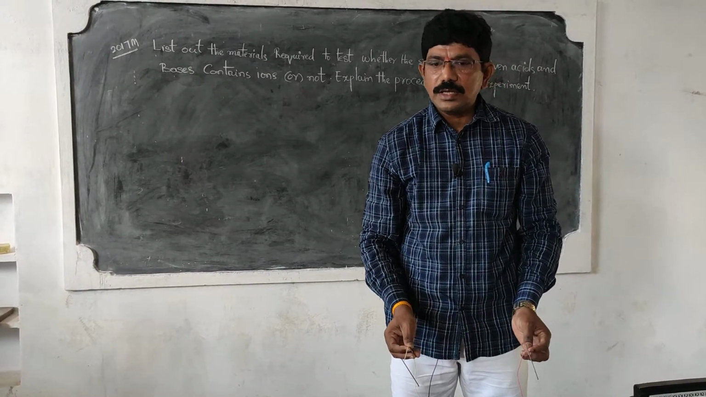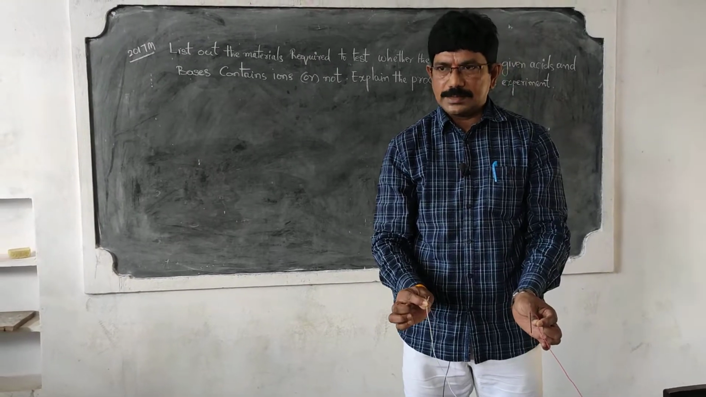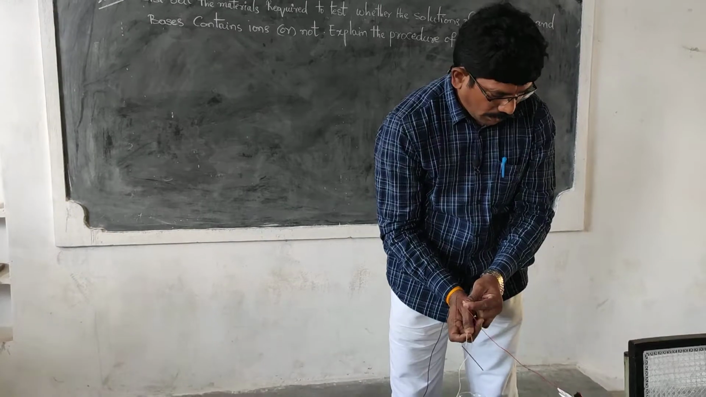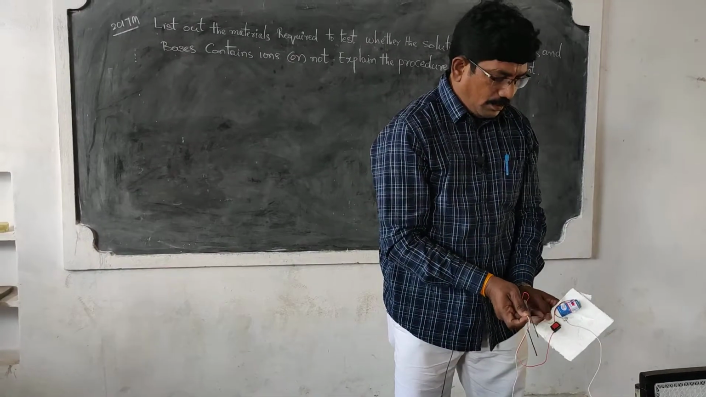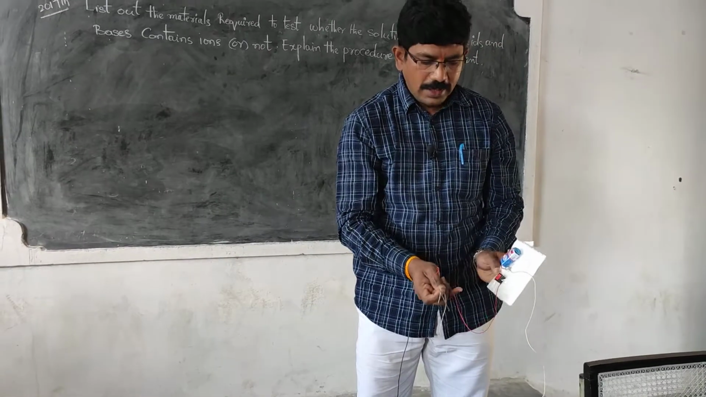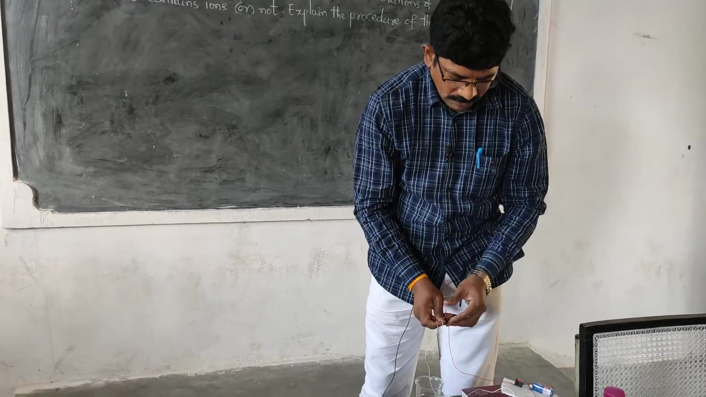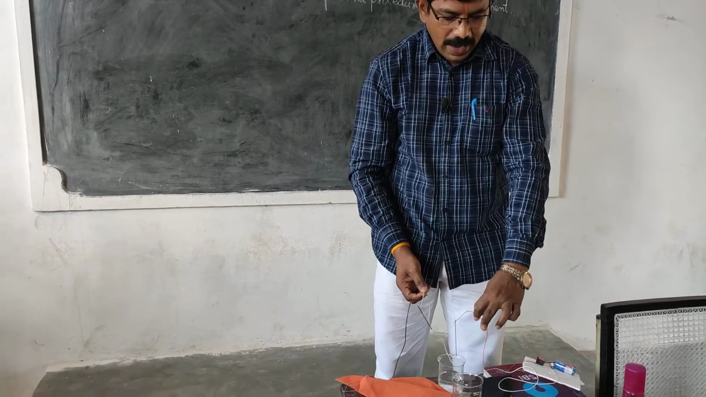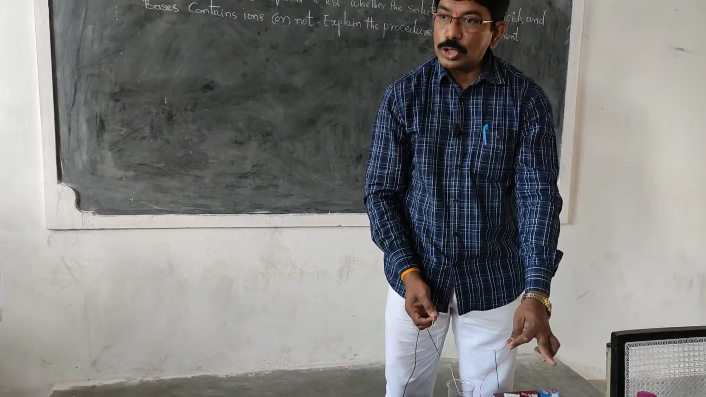What are the materials needed? Two graphite rods, which are nothing but pencil leads. Next, a power source. I have taken a 9-volt battery. Then an LED bulb, and the connecting wires. And different solutions: acid solution, sulfuric acid, distilled water, and alcohol solution.